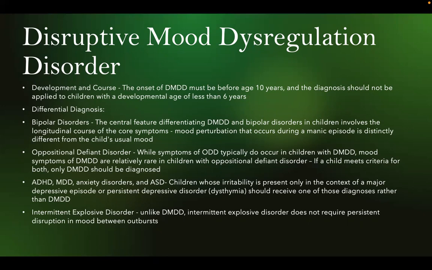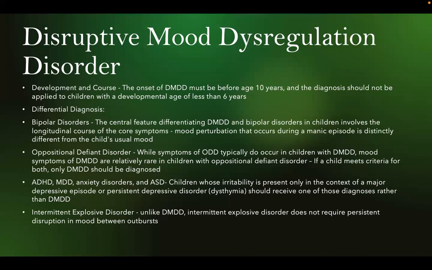And then I wanted to list all of the differential diagnoses here and how they differ from DMDD. With bipolar disorders, the central feature that differentiates them from DMDD in children is the longitudinal course of the core symptoms. The mood perturbation that occurs during a manic episode is distinctly different from the child's usual mood. DMDD is persistent and not different from the child's usual mood. If there is something different, you should be looking at the decision tree for bipolar disorders as opposed to DMDD.